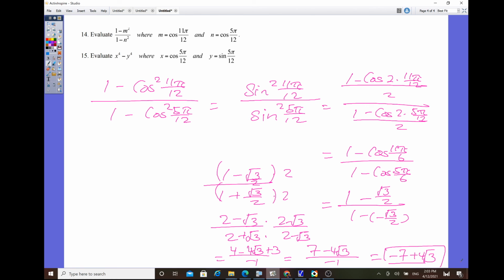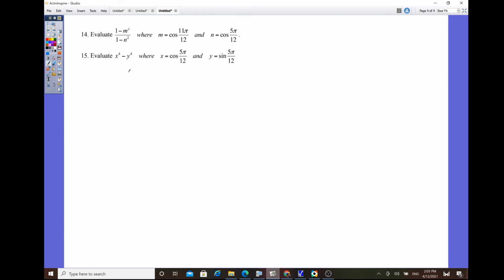And now what about for number 15? Number 15 is quite similar. Okay, so number 15. So let me just clear all the annotation. So 15, we started off with cosine to the 4th power, 5 pi over 12, minus sine square of, well, sine to the 4th power, excuse me, 5 pi over 12.